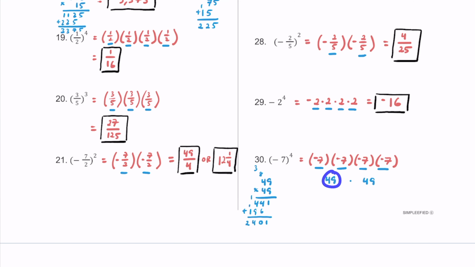So looks like we had 4 negatives, so a negative times a negative times a negative times a negative, which we got a positive times a positive, which is still positive. And so this whole thing would be equal to 2,401. That would be the value of this power.